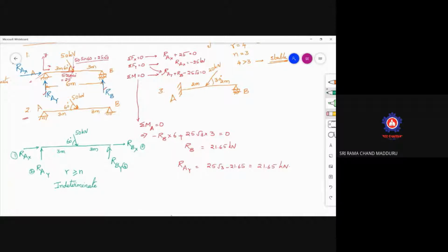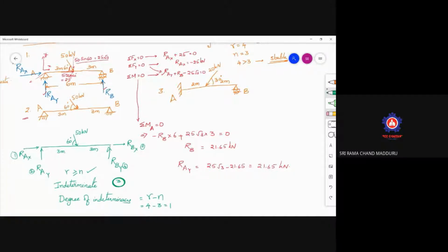So with the help of equations of equilibrium, you can't solve this problem. 3 equations of equilibrium are not sufficient to solve this one. Why? Because only 3 are available. So the degree of indeterminacy is nothing but R minus n. R is 4. So for this problem, 4 minus 3, so it is 1. So the structure is indeterminate by 1.